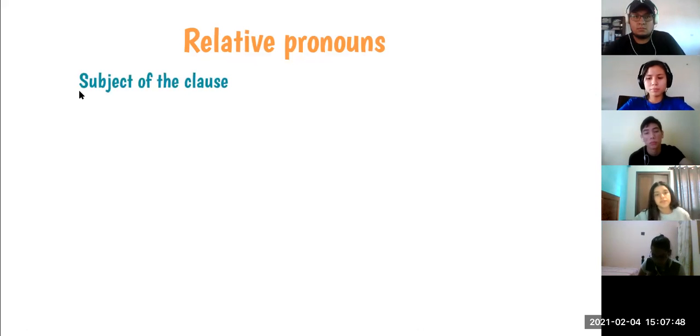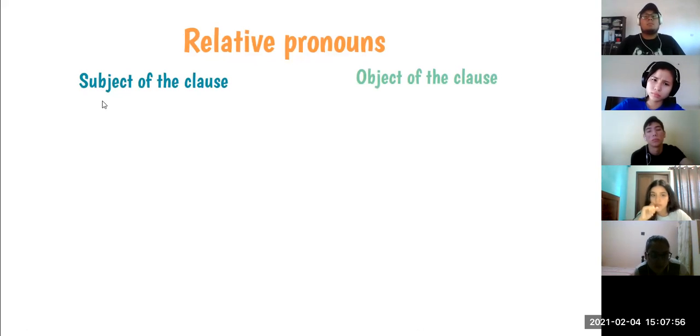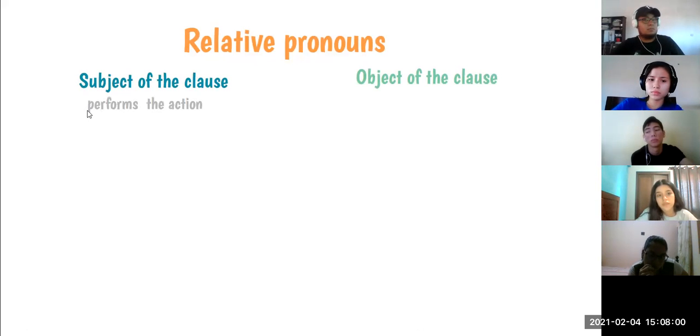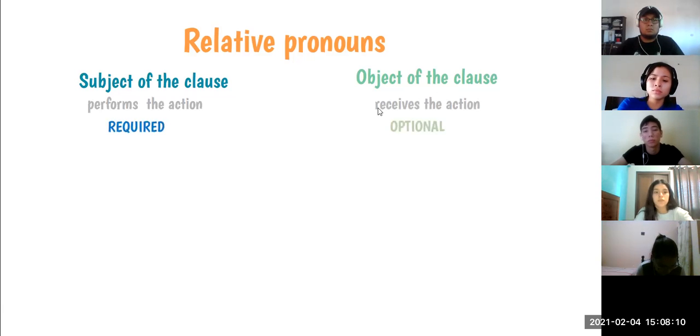Okay, so when we have the relative pronoun as the subject of the clause, the relative pronoun is required. And when we have the relative pronoun as the object of the clause, the relative pronoun is optional. Okay, so the subject is who performs the action.